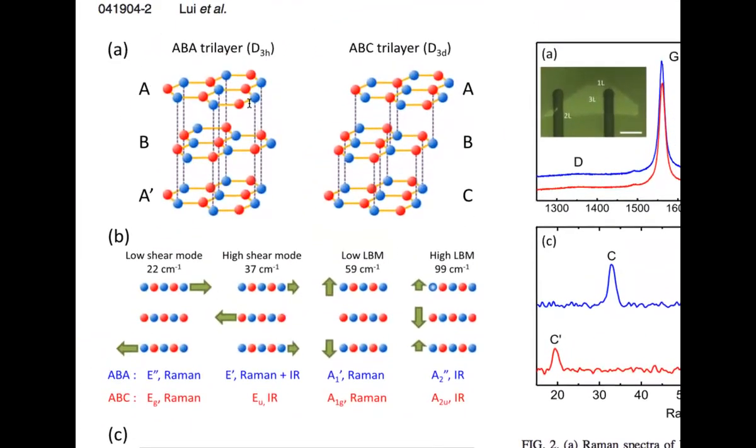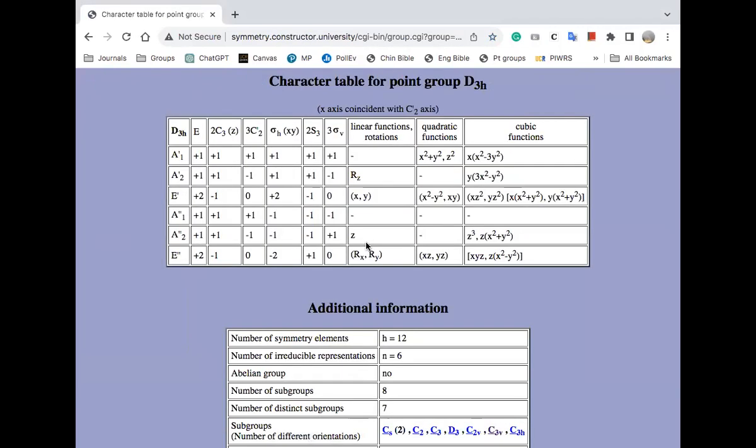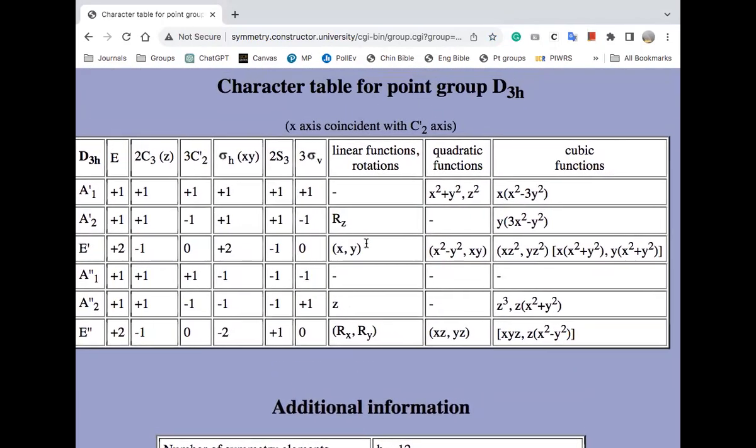Let's consider ABA trilayer graphene, and the symmetry group is D3H. These are the representations of the four Raman modes. So you go to the website here and click D3H, then you see the character table. We're going to use this table.